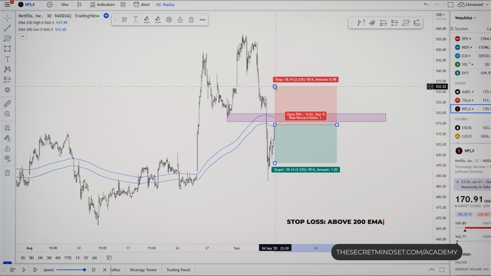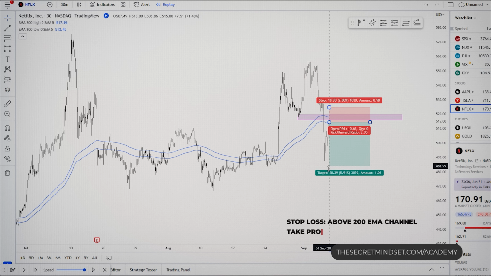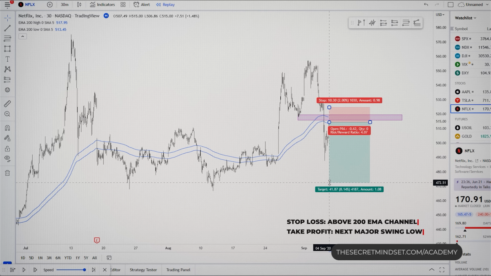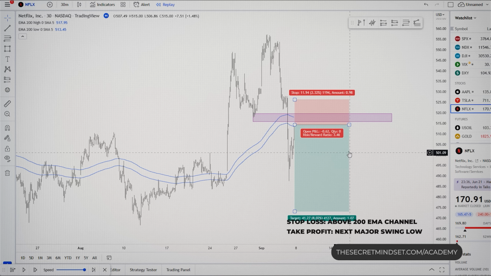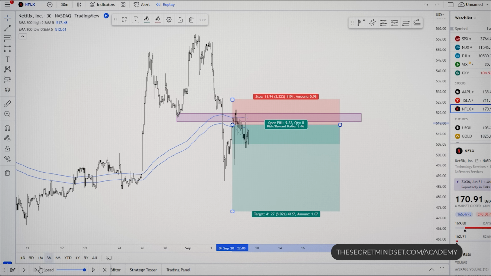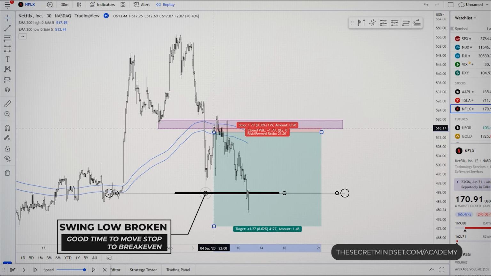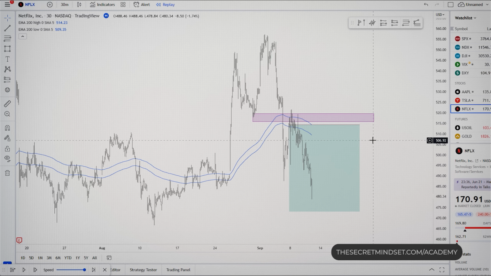Stop loss placement above the 200 EMA channel as usual, and take profit at this major support, a risk-to-reward ratio of around 3. We remove the risk from the trade right here as price broke this important swing low.